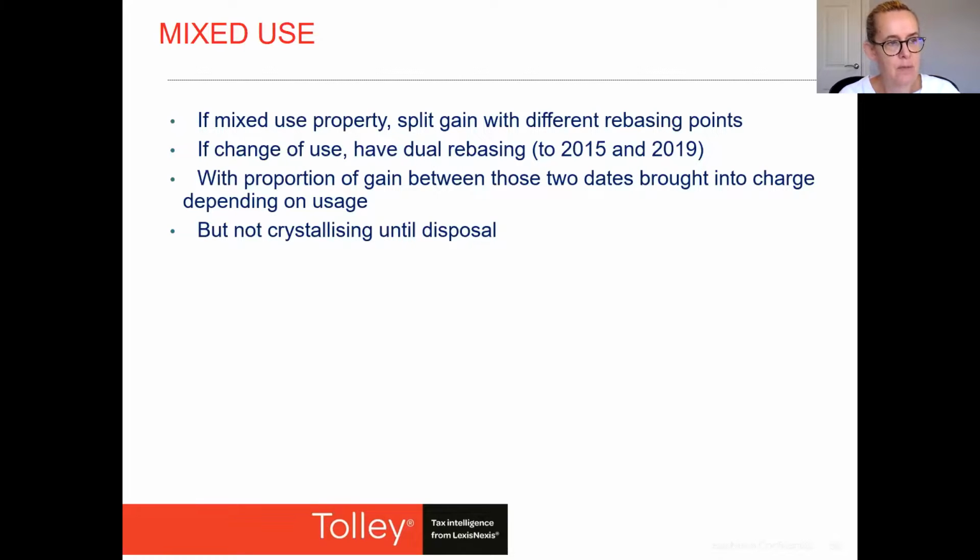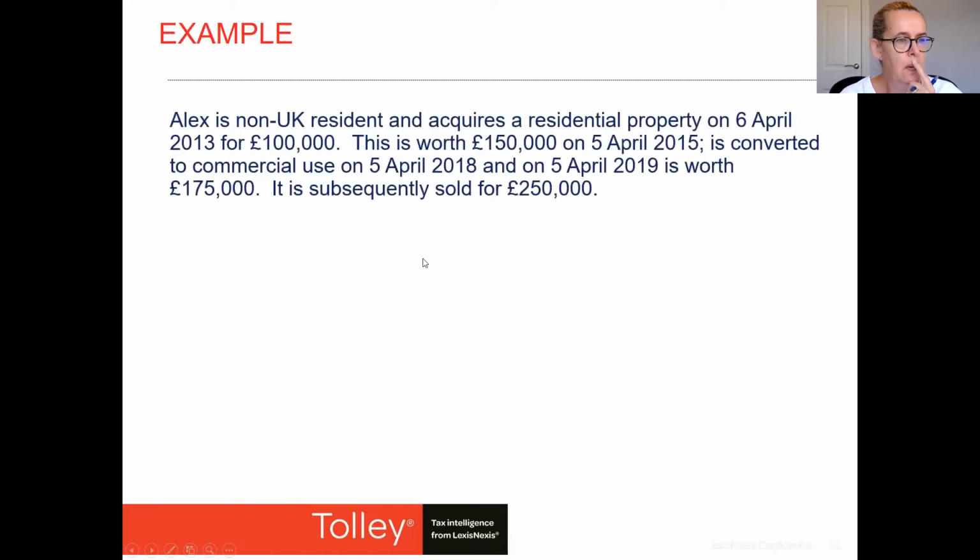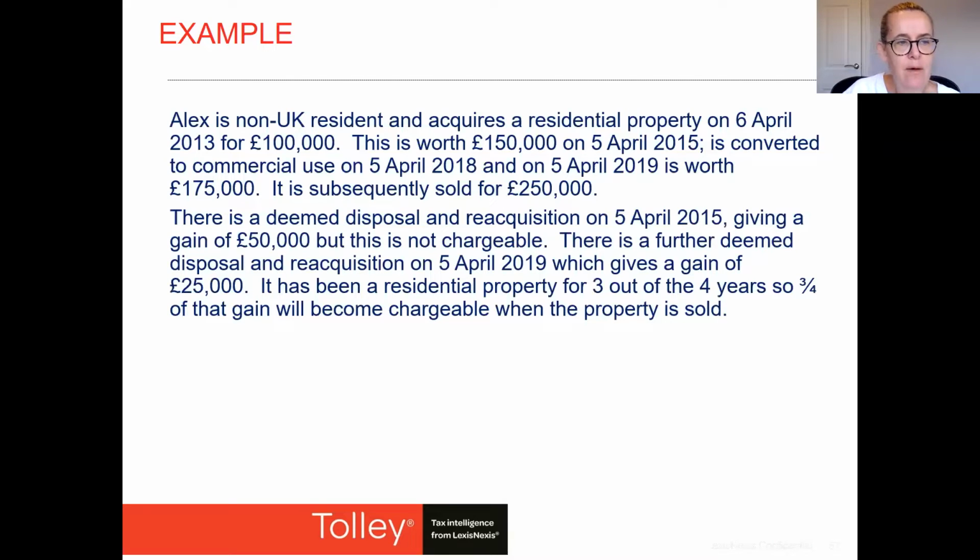But let's have a look at an example of this question where you have dual rebasing because you had a change of use. This is someone who acquires a residential property on the 6th of April 2013 for £100,000. It's worth £150,000 at the 5th of April 2015. It's converted to commercial use on the 5th of April 2018. It's worth £175,000 in April 2019, and then it's subsequently sold for £250,000. And of course, this calculation is made very easy because everything happens on the 5th or the 6th of April.